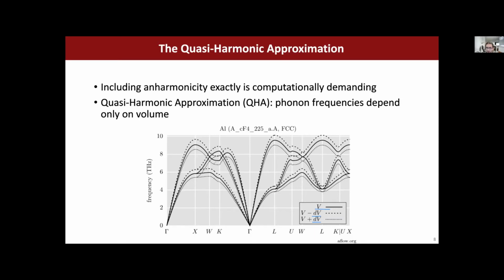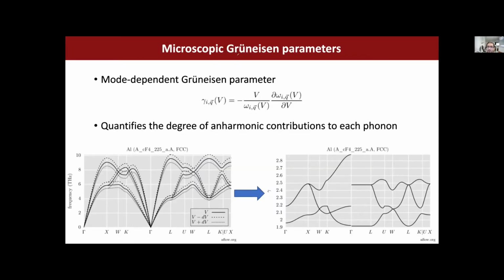If you expand your structure, you will get a lower frequency like here. And if you compress your structure, you'll get a higher frequency. When you have this information, you might notice that the effect depends on which Q point you are at, and it changes with where in Q space you're doing this calculation. We can quantify this by using the so-called Grüneisen parameter. Here you have the definition. It is just the derivative of frequency with respect to volume.